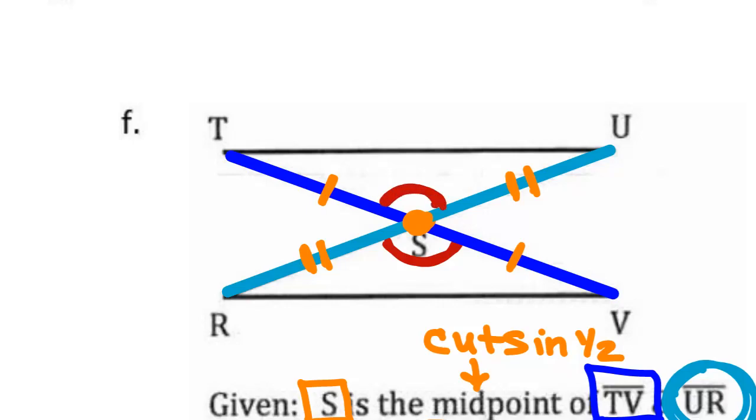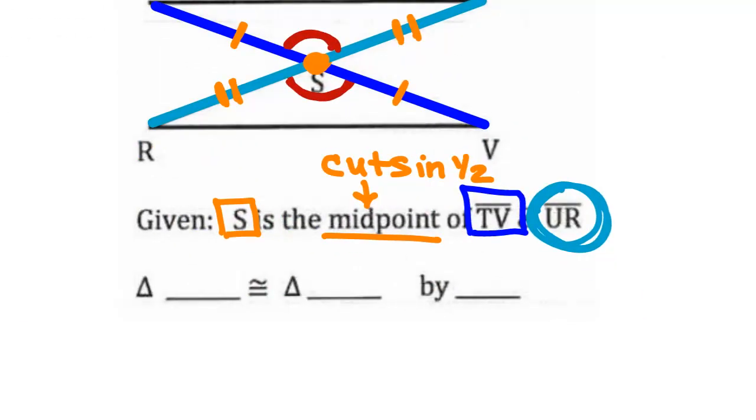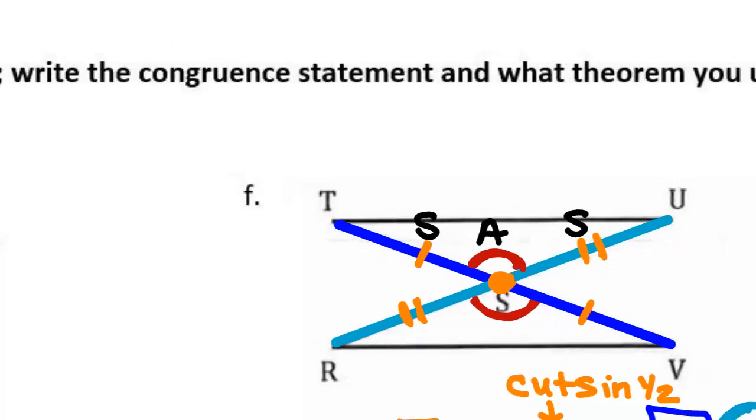Do I have enough information to say that these two triangles are congruent to each other? Using what? Side, angle, side. The angle is sandwiched in between those two congruent sides. So I have side and then angle and then side.